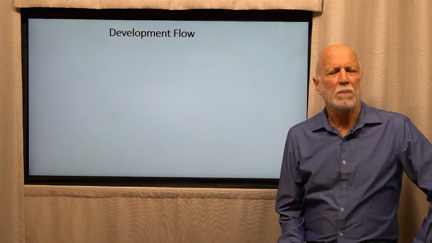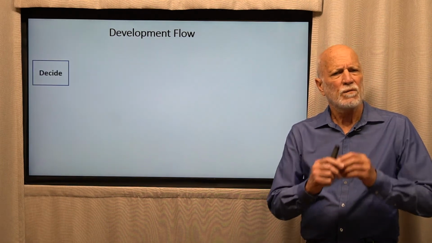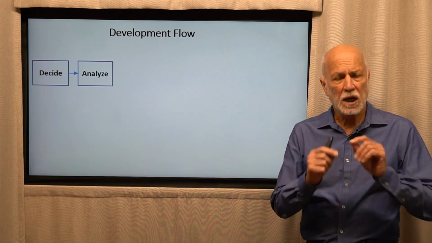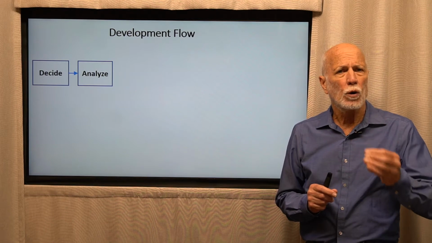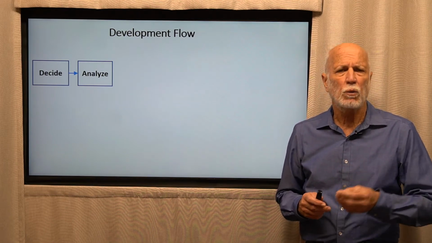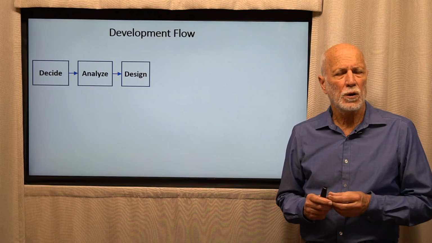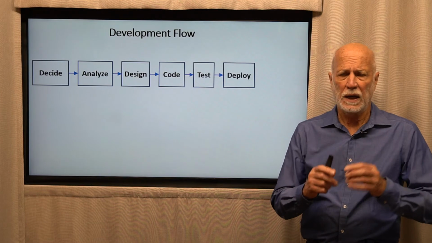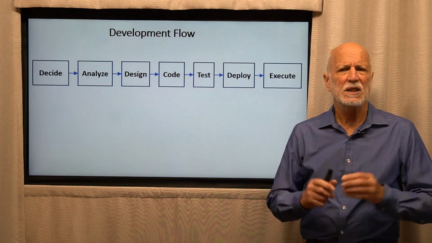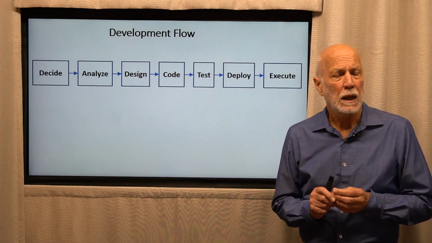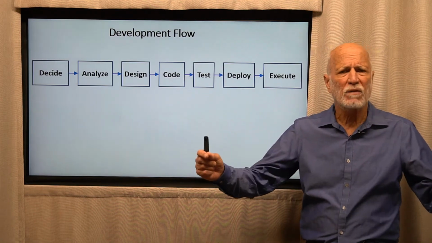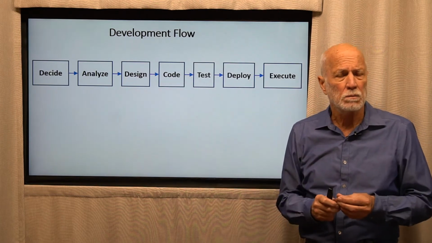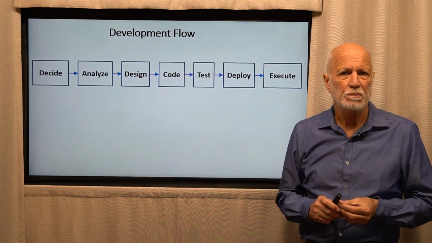So let's look at development flow. First, we need to decide whether we're going to do something. And once we've decided that, we're going to do a bit of an analysis in order to figure out what the details of that requirement are. Then we'll do a little design, little code, some test, finally deploy it to staging, and then send it to production for execution. Now, this is a straightforward flow. You might have a few loops, or you might be doing a few things in parallel here. But this is a fairly common flow.